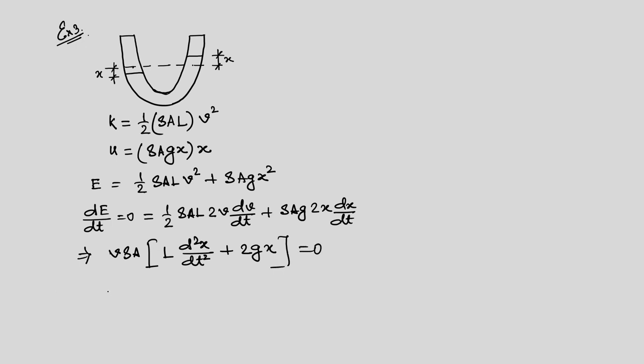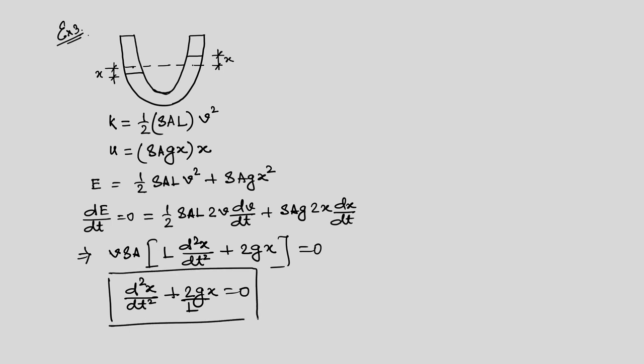So, immediately what we get is the equation of motion. So, what we have in this case, d2x/dt2 times L plus twice g x is equal to 0. Obviously, we can divide both sides by capital L. So, we will get, this is the equation of motion for this fluid moving inside the U-tube.